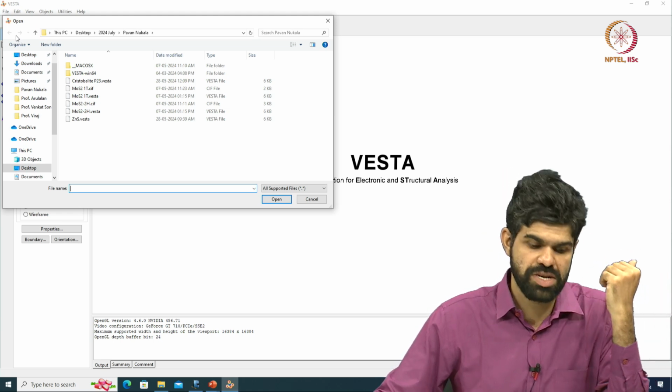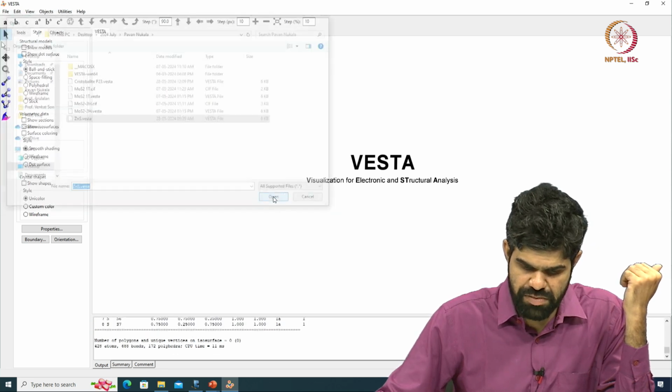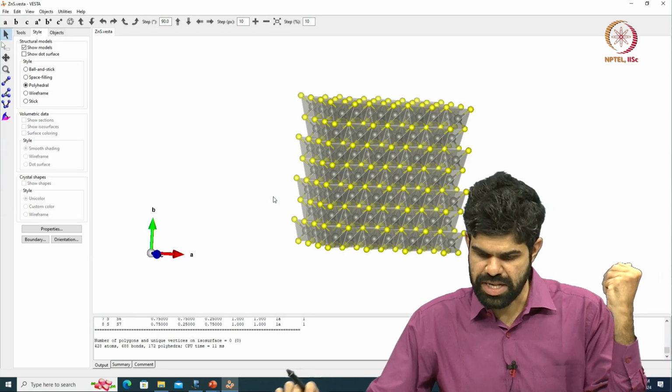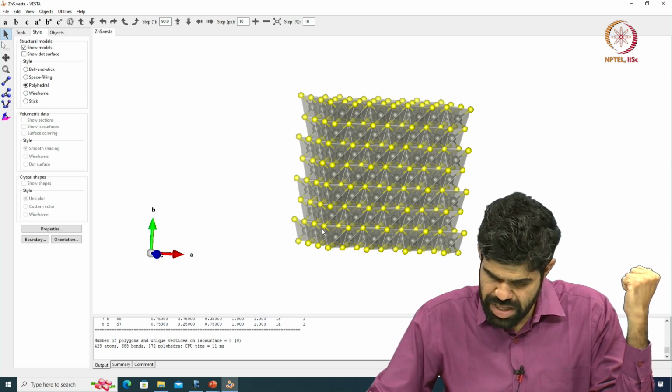Using a software such as VESTA. So zinc sulfide, I have done that. I have downloaded it and put it in my folder, and here it is. What I am coloring here are all the tetrahedra, right. So you can see all the tetrahedra.